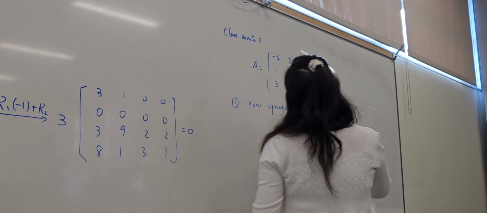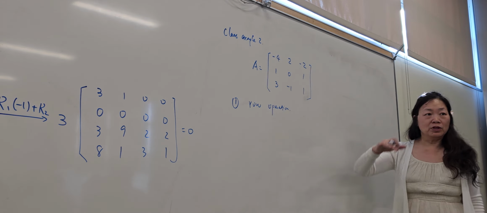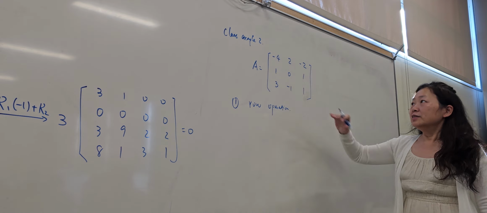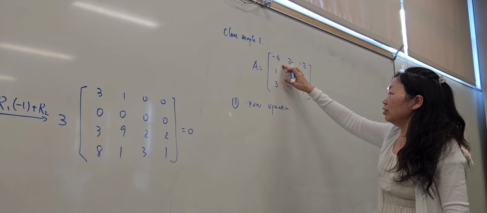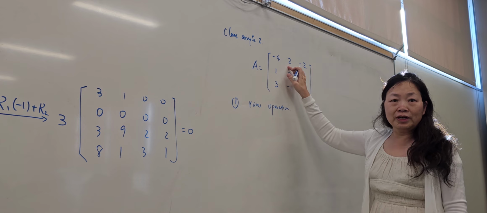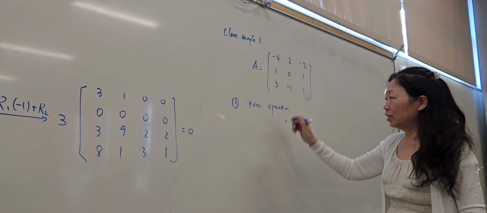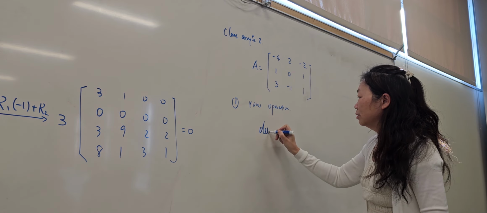So let's do the row operation first. The row operation means you operate on rows, okay? So you look at it, okay, it looks like you could take out the 2 here, right? That's the same, okay, so you can take out the 2.